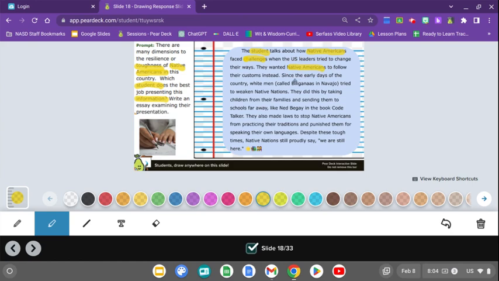Since the early days of the country, white men called Biliganas and Navajo tried to weaken Native nations. They did this by taking children from their families and sending them to schools far away, like Ned Begay and the Code Talker. They also made laws to stop Native Americans from practicing their traditions and punish them for speaking their own languages. Despite these tough times, Native nations still proudly say, "We are still here." They did a wonderful job with this paragraph.